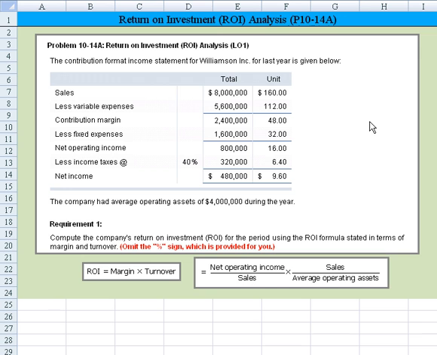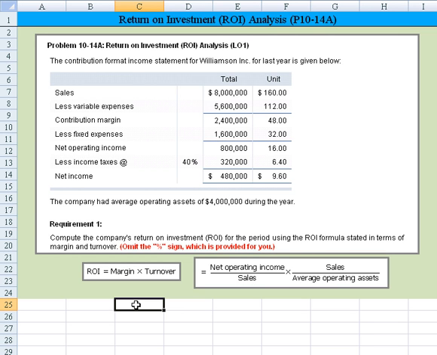We need to compute the company's return on investment using the ROI formula stated in terms of margin and turnover. Now, just above my mouse, I've indicated that ROI is equal to margin times turnover, and then we can break that down into net operating income divided by sales, which is the margin, and multiply that times the turnover, which is sales over average operating assets. Okay, so with that, let's tackle the first requirement.